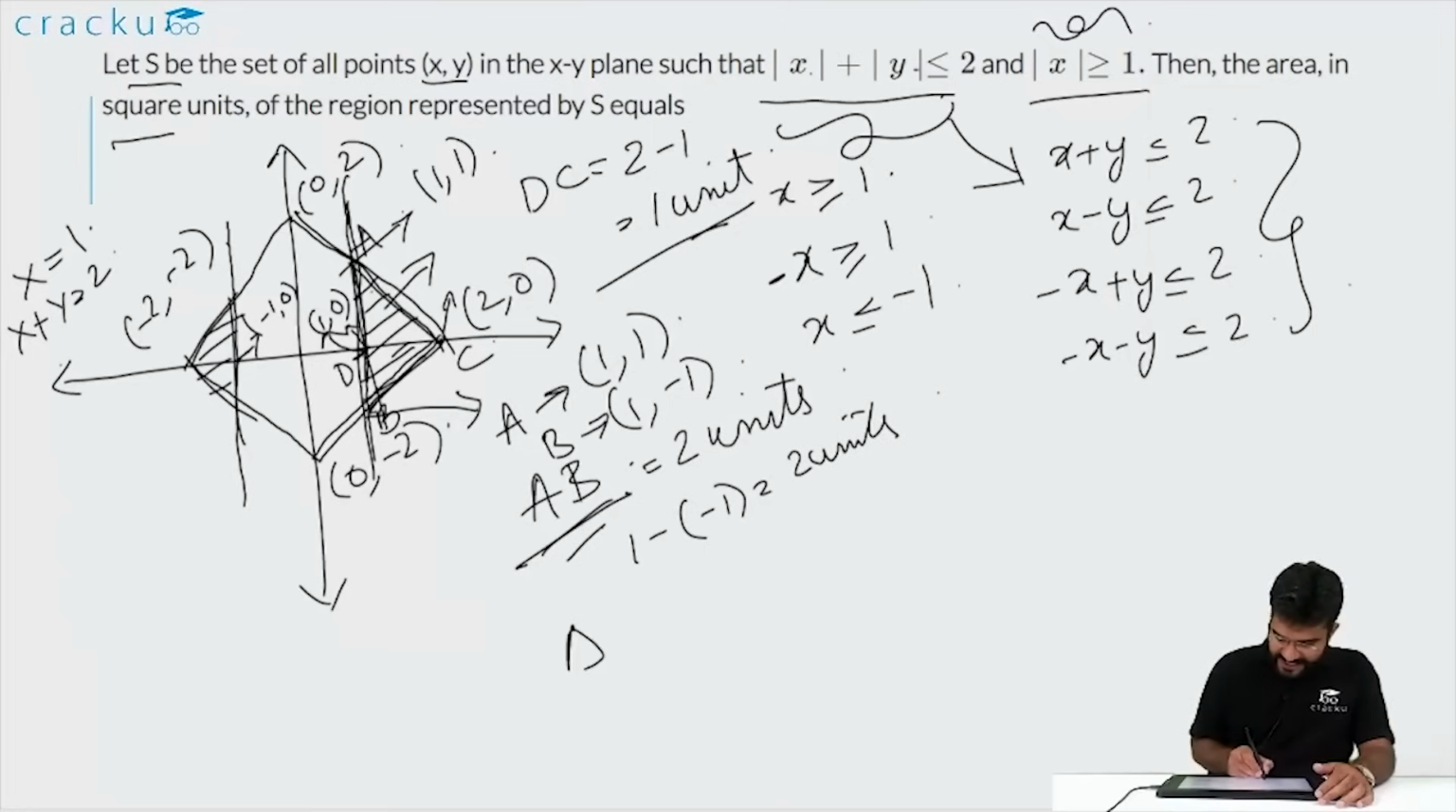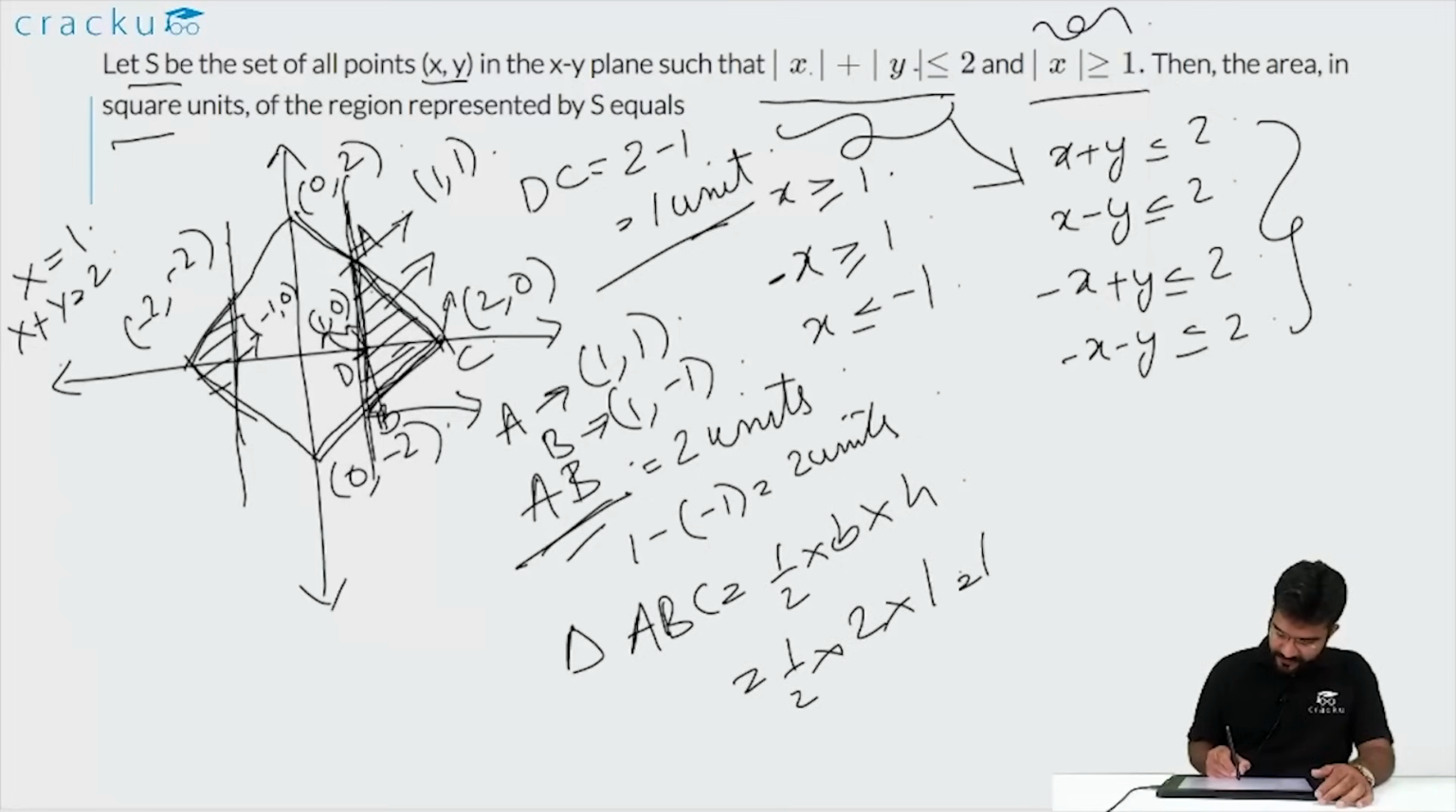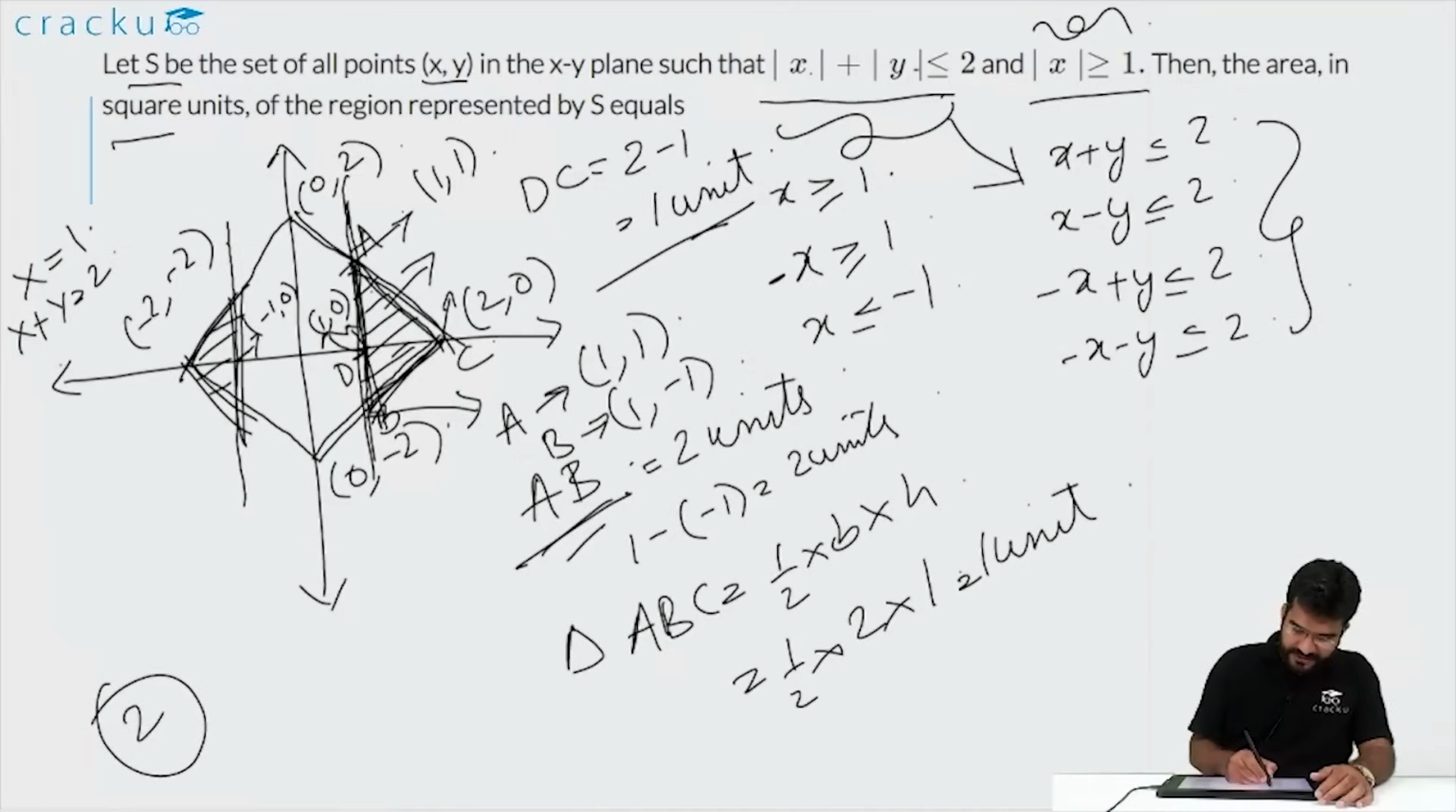Therefore, the area of triangle ABC is equal to half into base into height. This is equal to half into the base, which is 2 units, into the height, which is 1 unit, which is equal to 1 unit. Now this is only the area of triangle ABC. We need to multiply it by 2 to take care of the second triangle, which is identical to it. Therefore, the total area is 2 units. So the answer that we are looking for is 2 units.